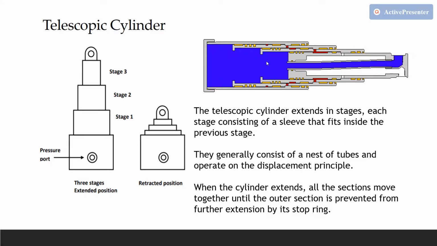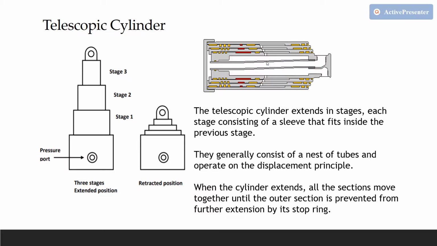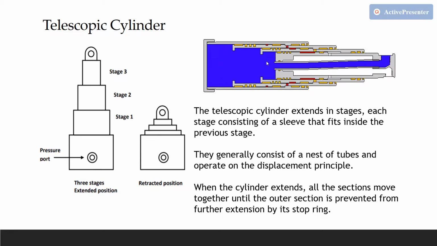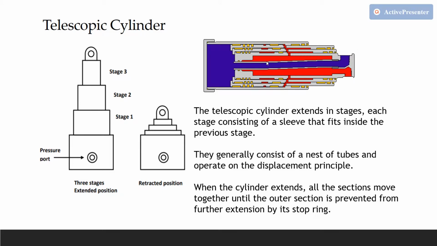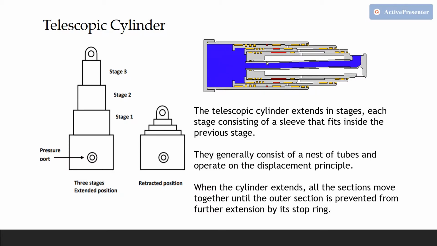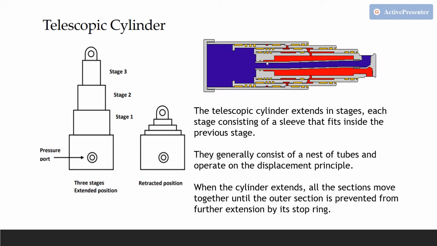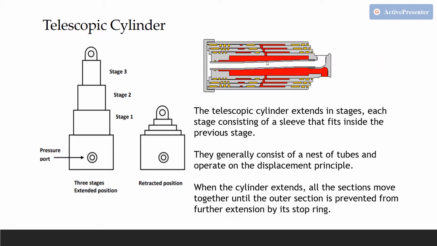When the cylinder extends, the sections move together until the outer section is prevented from further extension by its stop ring. The remaining sections continue outstroking until the second outermost section reaches the limit of the stroke. This process continues until all the sections are extended, the innermost one being the last of all. So that is the main function of your telescopic cylinder.